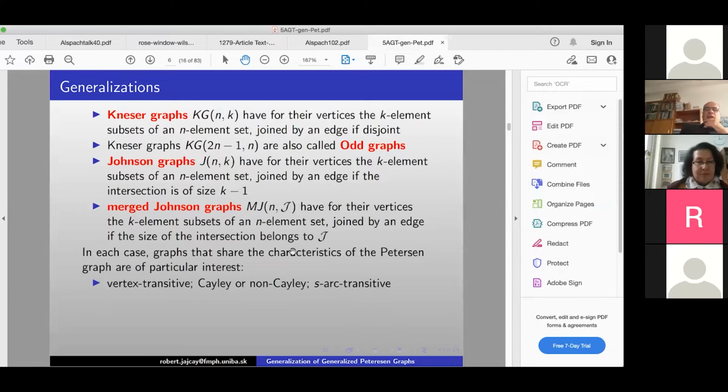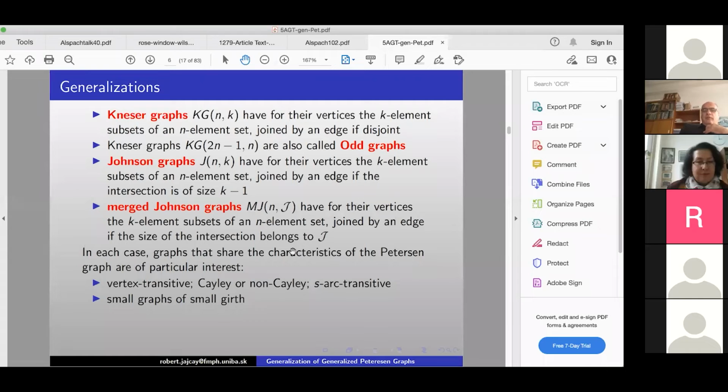These families may or may not consist of graphs that share most of the characteristics of Petersen, but you can always ask, which members of the family do or do not? For instance, with Gareth Jones, we asked the question, Cayley or non-Cayley for Mirchev-Johnson graphs, and we actually answered a large part of this. You can also look for small graphs of small girth, or rather, I should have said, small graphs of large girth, and strongly irregular graphs.